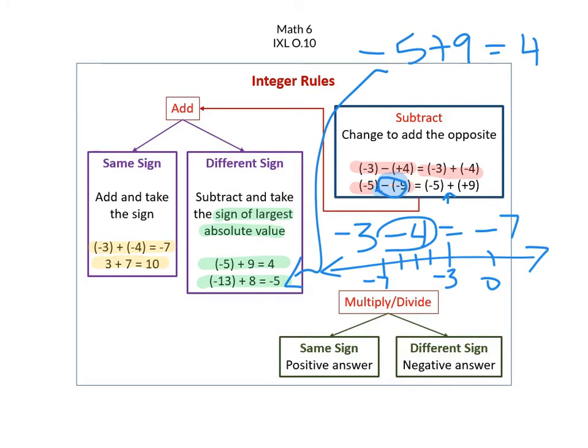Okay? Then when you're dealing with multiplication and division, if you're multiplying or dividing two negatives or two positives, the answer is always positive. If I'm multiplying a positive and a negative, then I'm going to have a negative answer. So same sign. If I have a positive times a negative, I get a negative. Sorry, that was the different sign.